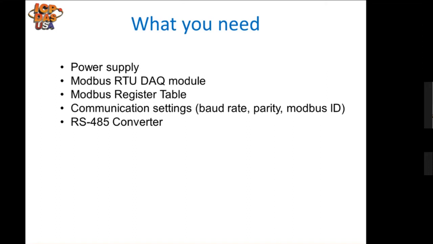These can be set in our DCON utility when configuring the module, or out of the box, the default values are Modbus ID 1, baud rate 9600, and parity option none, 8N1. You also need an RS485 converter if you do not have one. For this example, we're going to be using our TM7561 USB to RS485 converter.